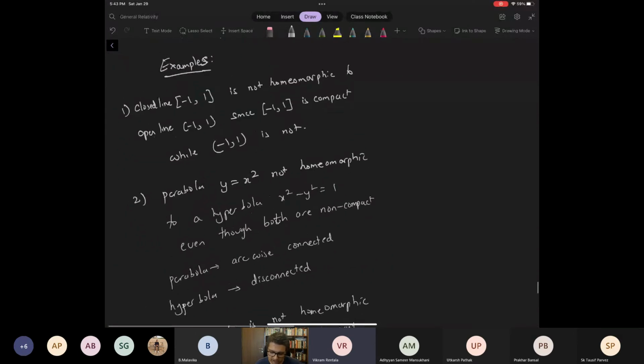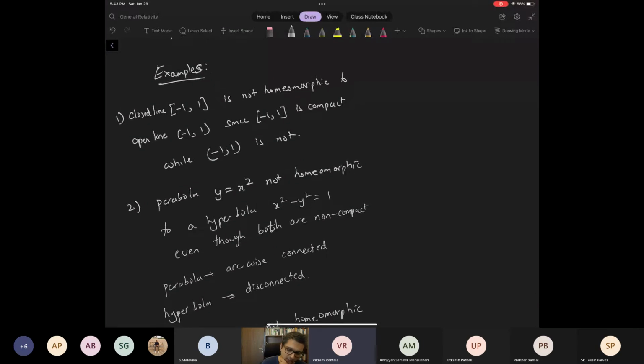Let me just end with some examples. Let's take the closed line from -1 to 1. The closed line is not homeomorphic to the open line (-1, 1). There is no continuous map that takes you from here to here. You can easily understand this by thinking about the fact that, remember, the topology of (-1, 1) includes those left-closed, right-open intervals and so on, and there is no way you're going to get a one-to-one mapping between these 2 spaces. And one other way to see this is that [-1, 1] is a compact space.